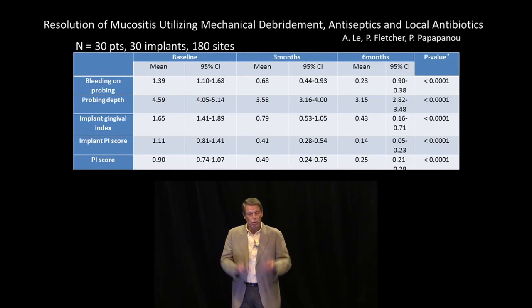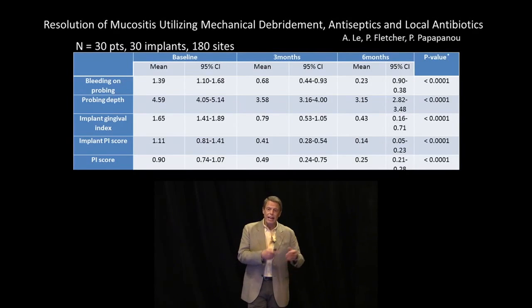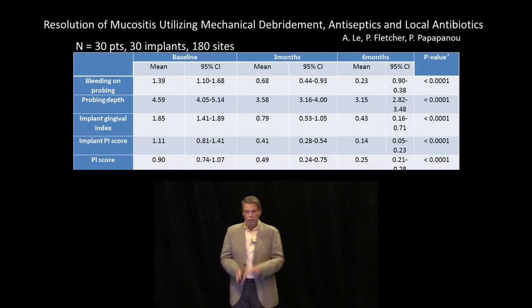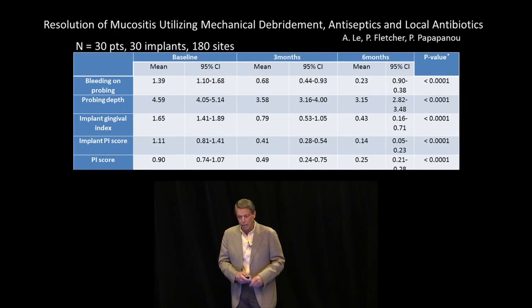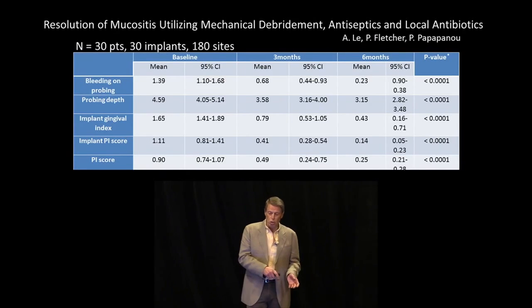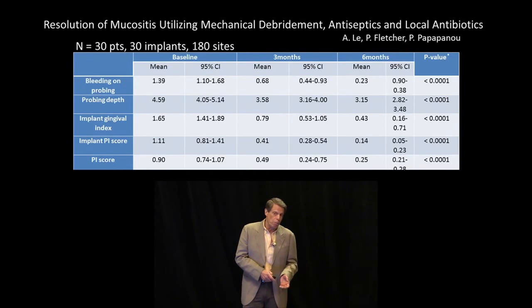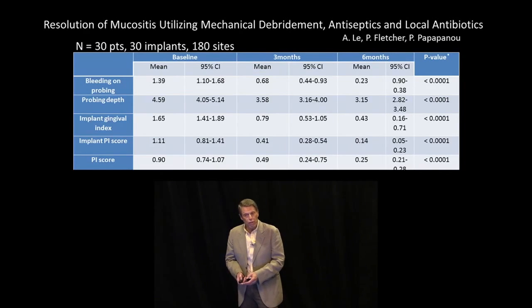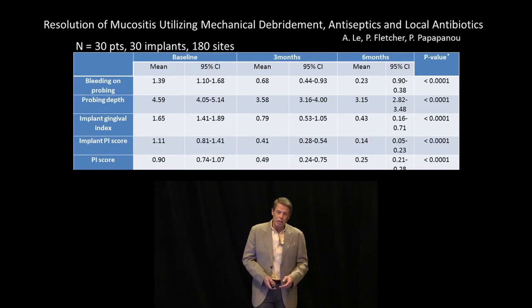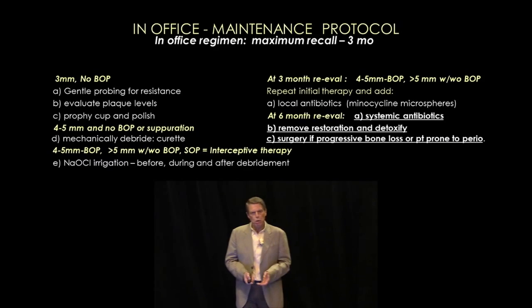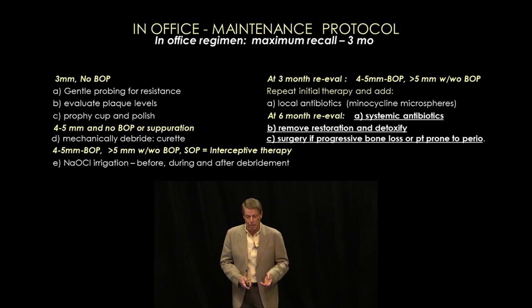After just using the irrigation mechanical therapy, it went down to 0.68. And in the cases where we had to use the arrestin and the minocycline microspheres, it went down to 0.23. The probing depths also decreased from an average of 4.59 to 3.58 with just the irrigation, down to 3.15 after the microspheres. And the other indices also wound up improving. The bottom line is if you keep your mouth clean, good things happen.